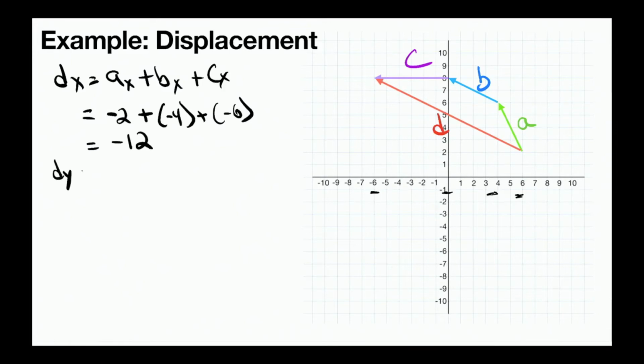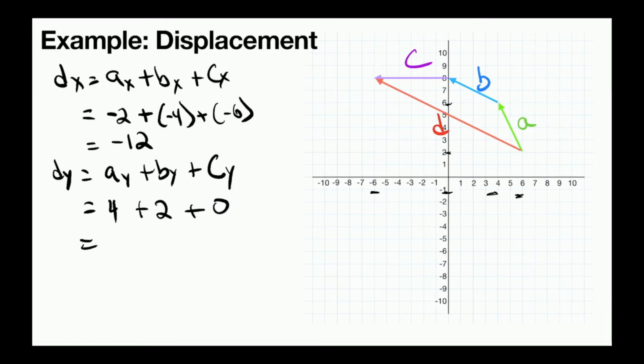Then again, the y component of D is just the y component of A, the y component of B, and the y component of C. So the tail of A starts at 2 on the y-axis, goes up to 6, so that's +4. B goes from +6 to +8, so 2. And then C is nice and easy. It's just all completely along the x-axis, so it's a 0 for the y components. So our y is just 6. So then we can write this displacement as -12 i hat plus 6 j hat.